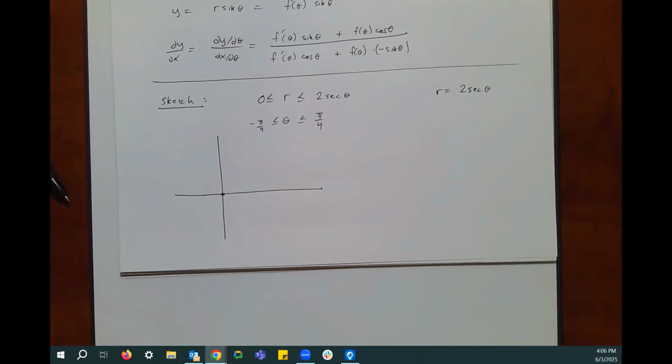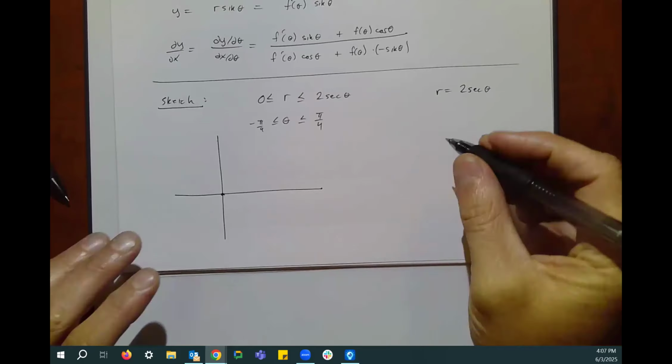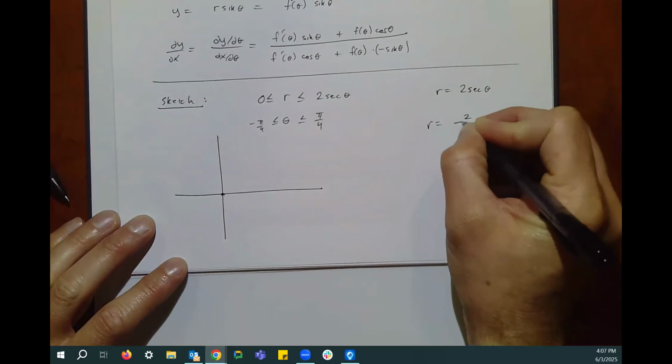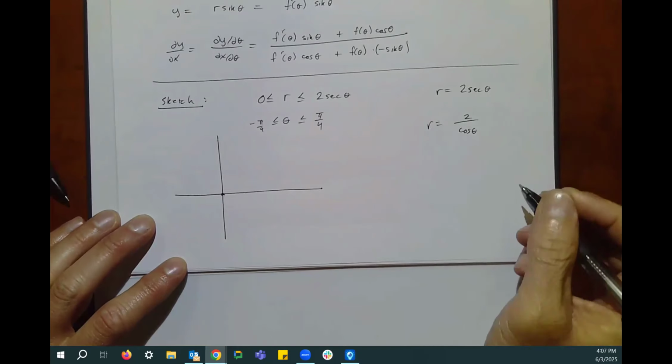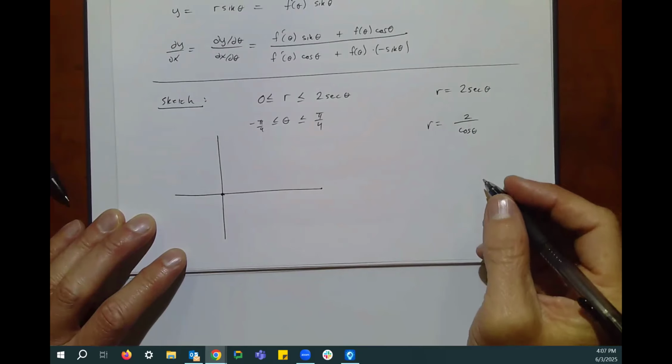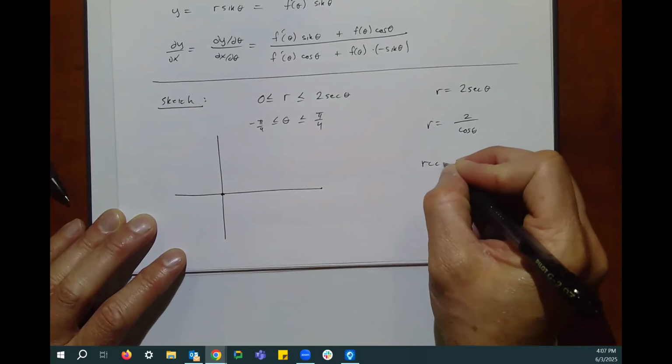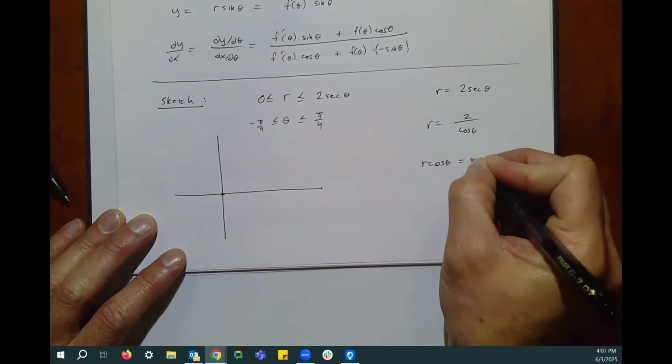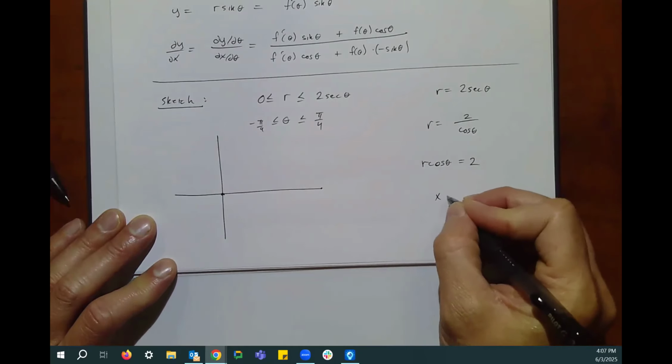So if you see an R by itself, it is terrible. You don't want R. You either want R squared, because R squared is equal to X squared plus Y squared, or you want R times cosine, which is X, or R times sine, which is Y. And if we rewrite the right-hand side as 2 over cosine theta, it becomes obvious that we should multiply both sides by cosine theta and get R cosine theta equal to 2. Or in other words, X equal to 2.